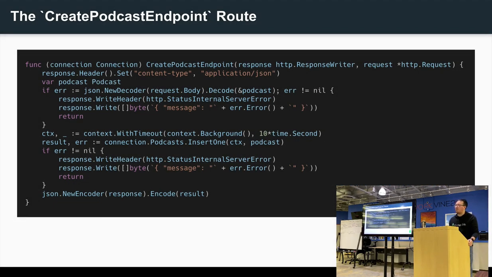So here could be an example of the create endpoint. So this is just for podcasts. I didn't create any endpoints for episodes because they're more or less the same thing. But we get that connection, and in Go it's a little weird. You can pass in variables before the function and after.